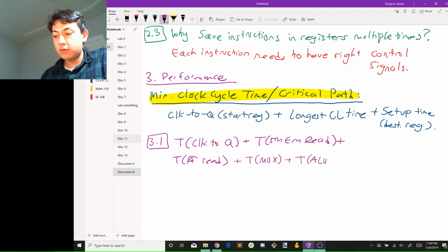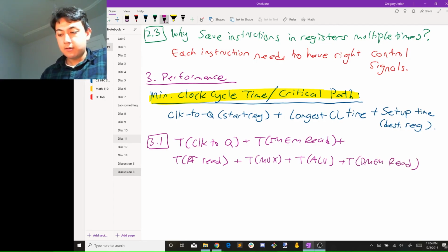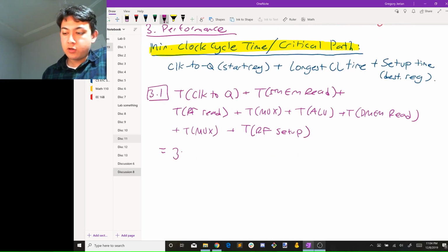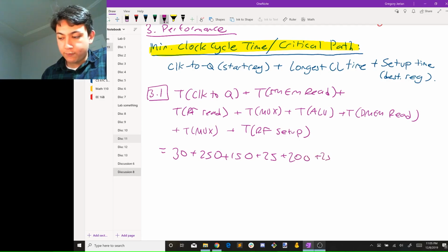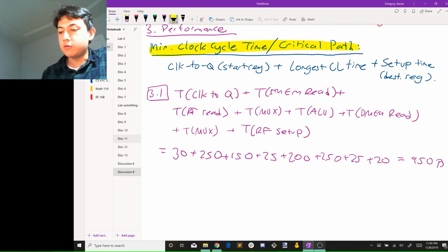Then we go through the ALU. Then we go through the DMEM read, right? Because we're going to be loading something. Then we go through the mux, that's after the memory, that tells you what to write back. And then we're done, right? But we do have to add the setup time of the destination register. The destination register in this case is the register file, so we will add the register file setup time. Okay. And what this comes out to is 30 plus 250 plus 150 plus 25 plus 200 plus 250 plus 25 plus 20. And it equals 950 picoseconds. Saved you a calculation.